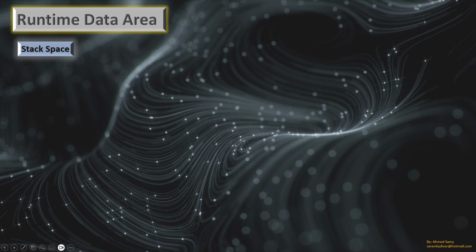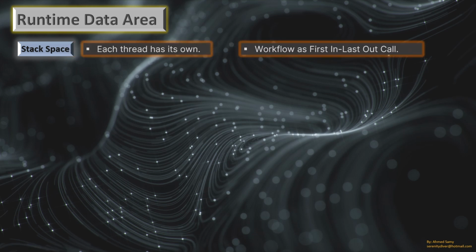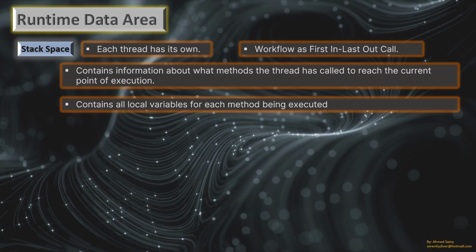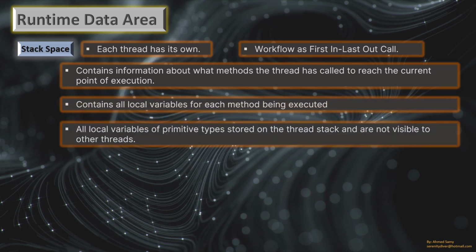Runtime data area, stack space. Each thread has its own stack, which works as a first in, last out call structure. It contains all the information about what methods the thread has called to reach the current point of execution. It contains all local variables for each method being executed. All local variables of primitive type especially are stored on the thread's stack and are not visible to other threads.